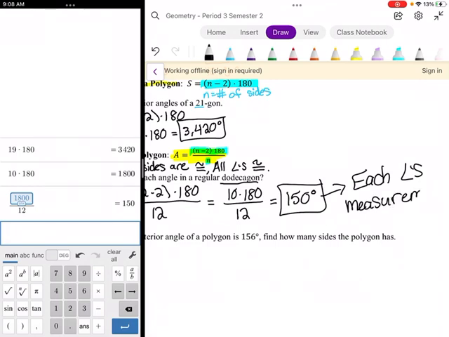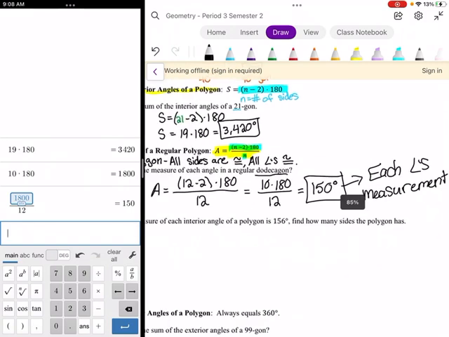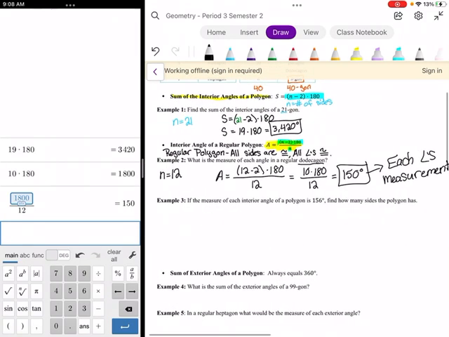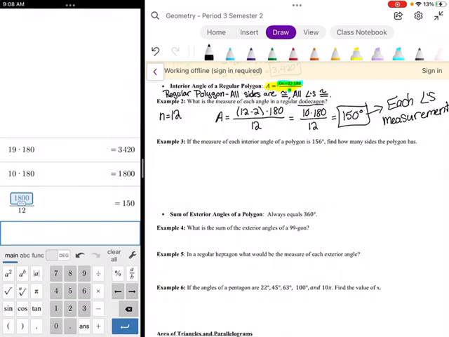So this is each angle's measurement. We can also use this formula to figure out what our n value equals. So example 3 says, if the measure of each interior angle of a polygon is 156 degrees, find how many sides the polygon has. So what we're going to do is take that formula that we use to find what each individual angle equals, n minus 2 times 180 all over n. And we're going to plug in the information we know.